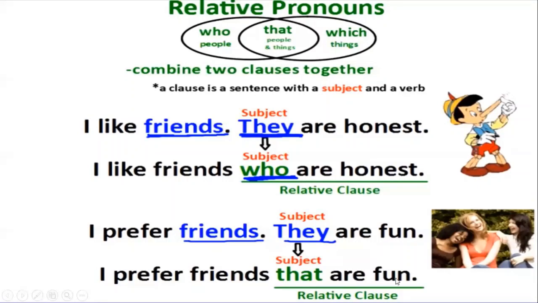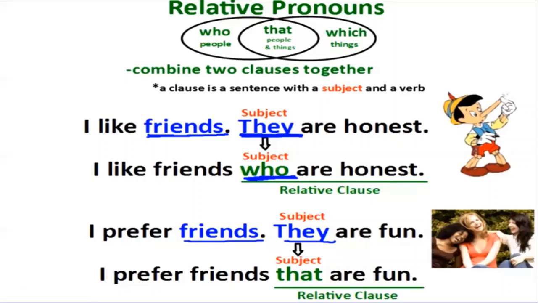Now take a look. I'm fond of and I prefer friends. That is right in the middle and is connecting the two sentences. Same thing here. I like friends, first sentence. Who are honest, like who is in the middle connecting the two sentences, right?